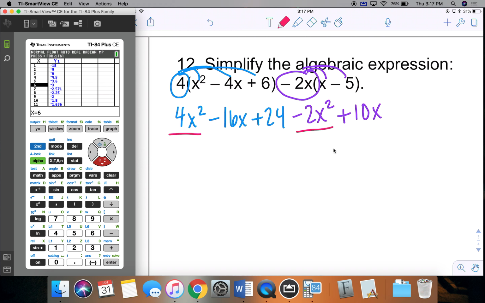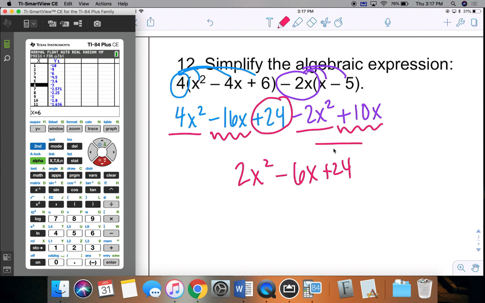So I have two sets of x squareds. 4 minus 2, I do exactly the signs that it says. So 4 minus 2 is 2, and that's how many x squareds I have total. X's, I have a negative 16 and a positive 10. I do exactly what they say, so negative 16 plus 10 is a negative 6. And then number-wise, I have 24 and nothing else to change that, so I simply rewrite.